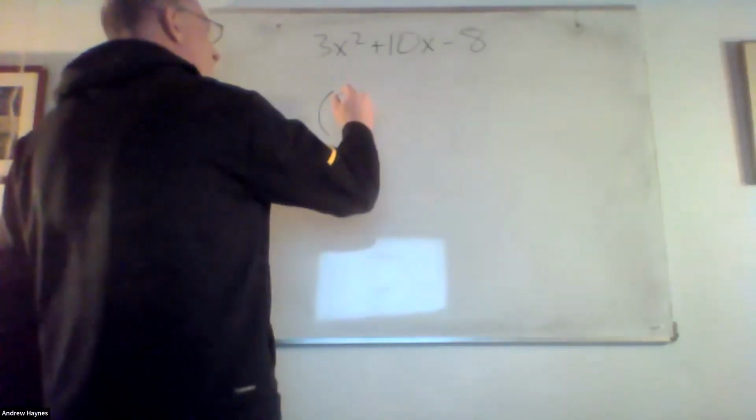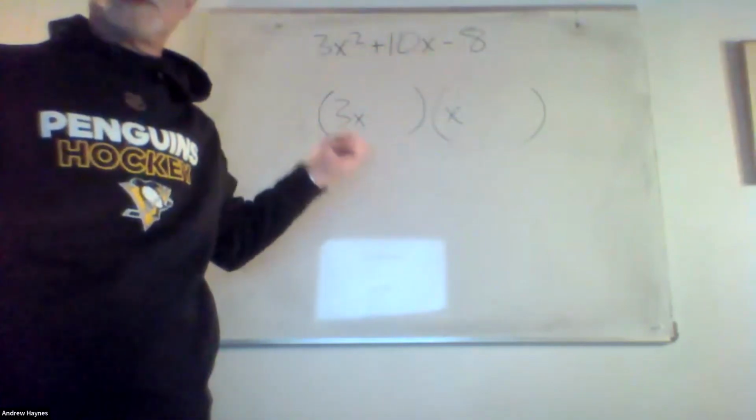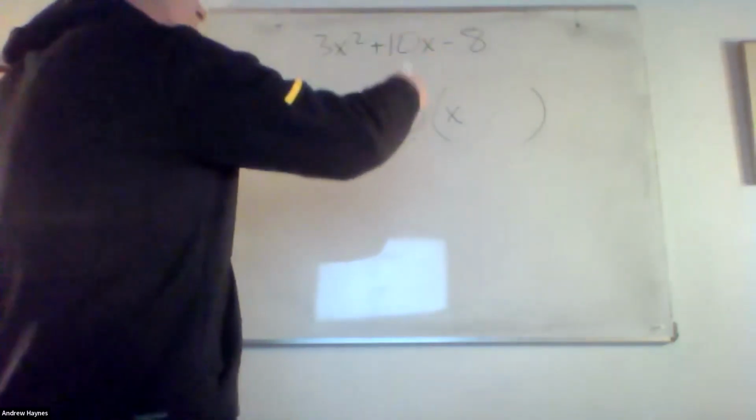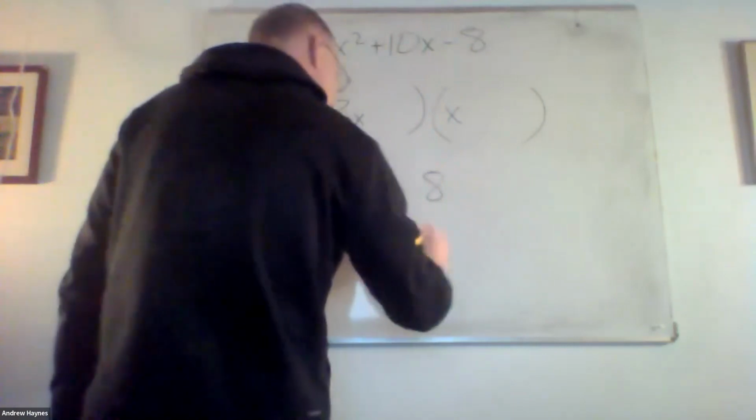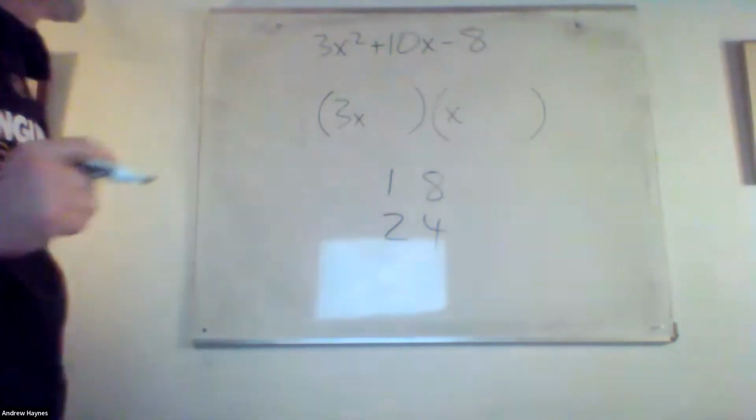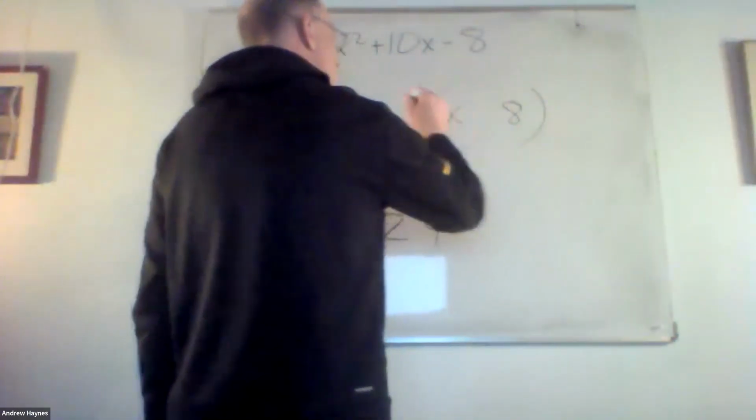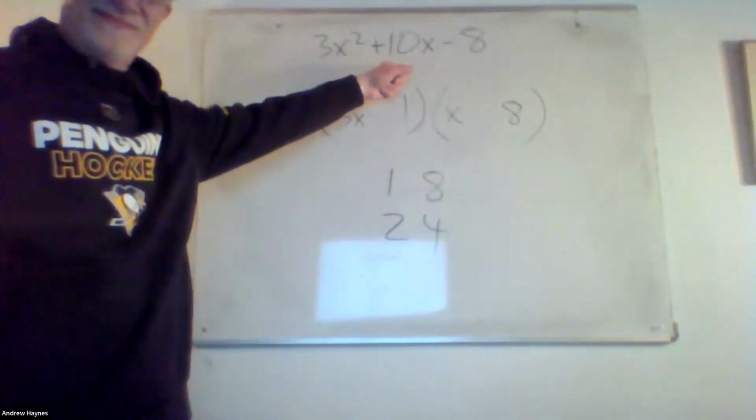Here's what I know so far. I know I have a 3x. I know I have an x. I know it's going to be a plus minus, but I don't know which is which, right? So I have to wait on that. Now I look at my factor pairs. I have 1 and 8, and I have 2 and 4. So now what I'm going to do is play around with it. If I did 8 and 1, I would have a 24 and a 1. Is there any way I can combine 24 and 1 and get a difference of 10? No. All right. So 8 in the back doesn't work.